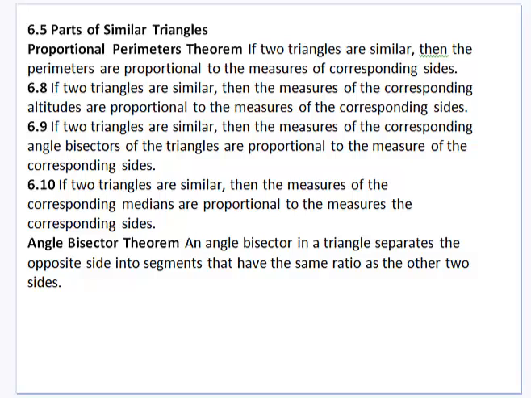This is parts of similar triangles. This is once again the same type of stuff that we've been doing. It's all about setting up proportions and solving for our missing variables. Okay? That's the same thing we've been doing. Now we just know that we can also do this with similar triangles.